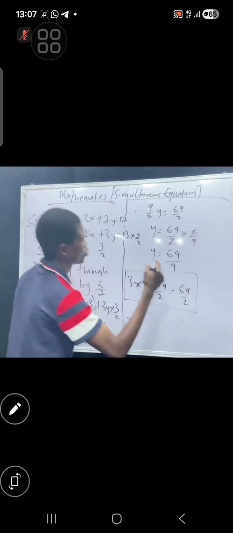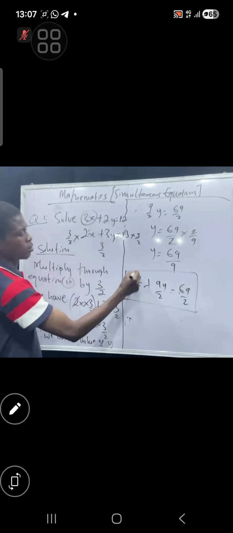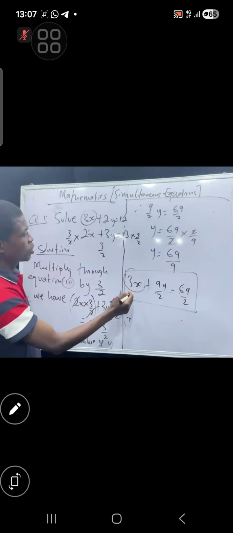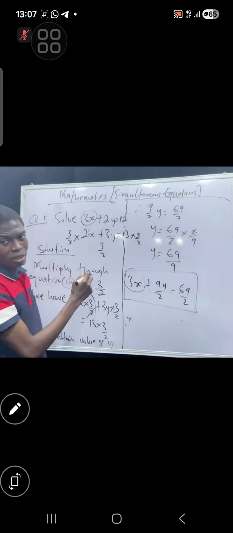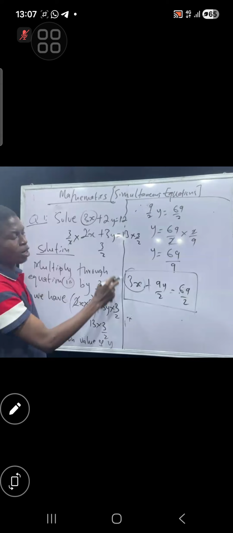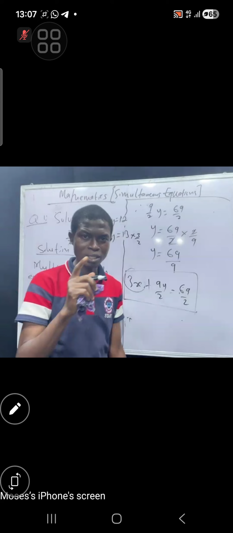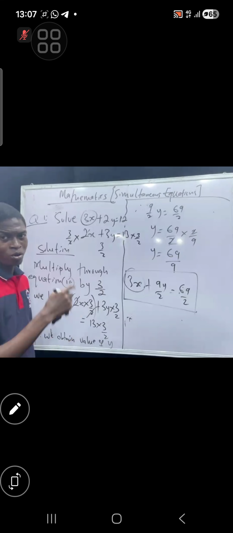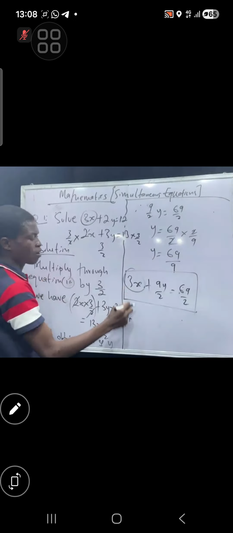You compare it with the one that has the same coefficient of x. 3x here, 3x here. So now, for you to eliminate this x, you have to subtract because you have the same sign. If you have the same sign, you subtract. If you have minus 3x and minus 3x, you subtract so that you can cancel it. Then you come again. If you have the same sign of coefficients in the two equations, you have to subtract. But if you have different signs, you have to add. So 3x minus 3x, we have cancelled.